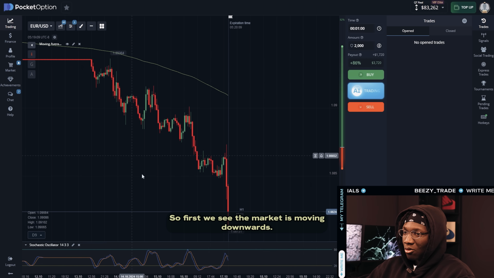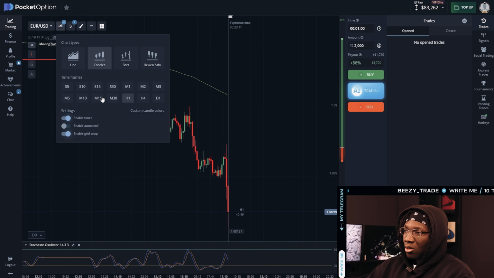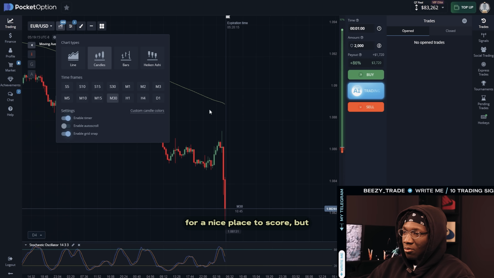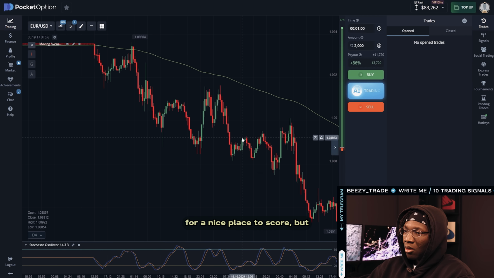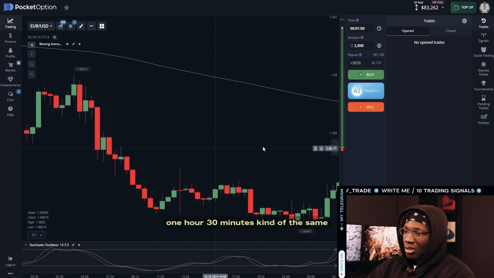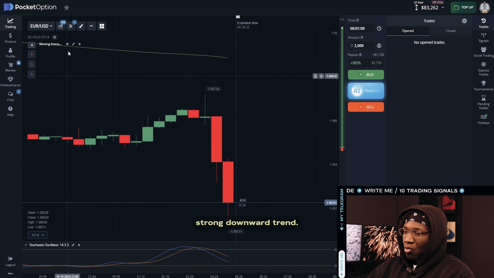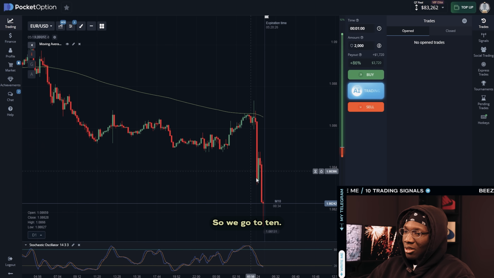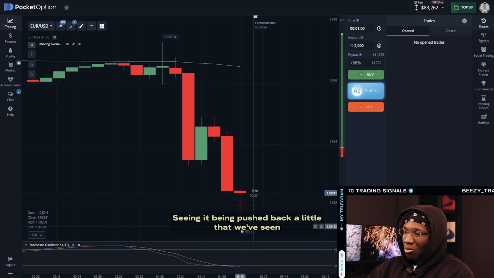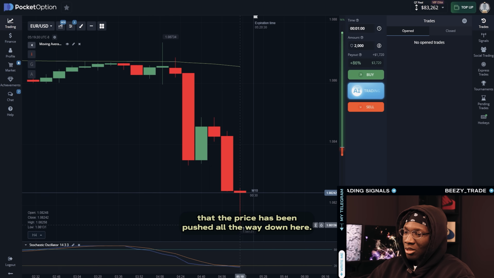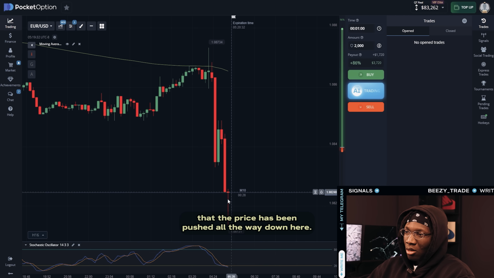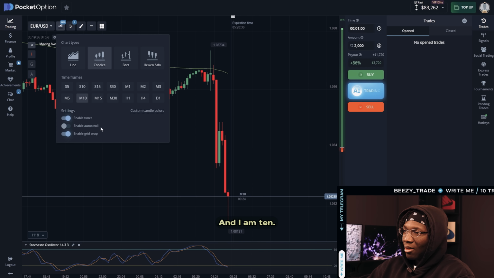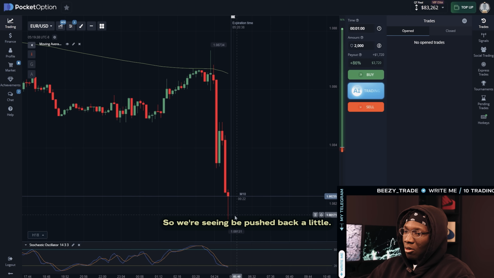So first, you can see the market has been moving downwards. You can see some good plays right now. Look for a nice place to scalp. At 1 hour and 30 minutes, it's kind of the same, strong downward trends. So when we go to M10, we're seeing it being pushed back a little. Now we've seen that the price has been pushed all the way down here, but we're still seeing it really struggling to gain control in our M10.